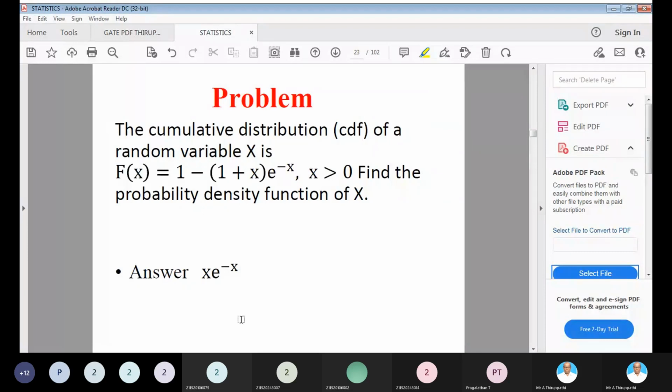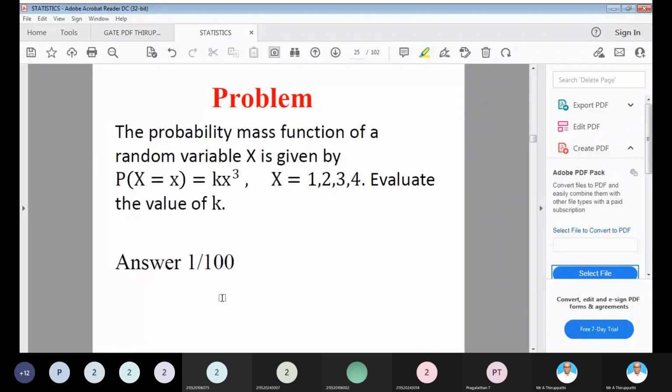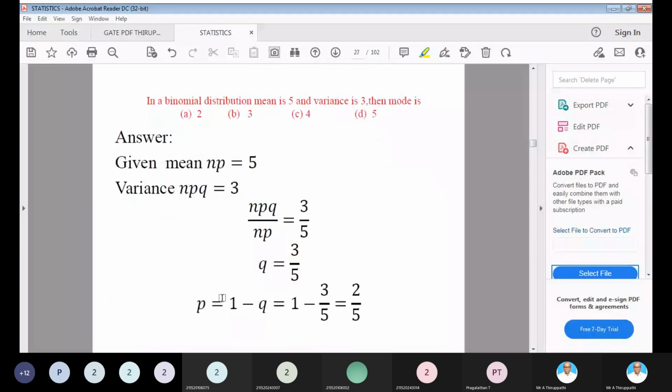Next, e to the power minus x is kept constant. Differentiation of x equal to 1. So what should happen? E to the power minus x. Already given e to the power minus x, so minus e to the power minus x cancels. Finally, we get x into e to the power minus x. Okay. Now similarly, we have to try to solve the problem.